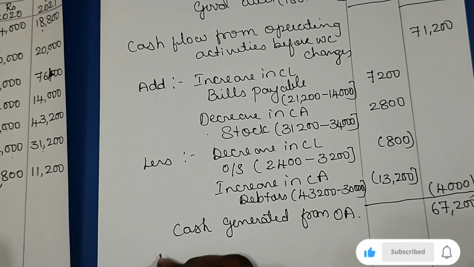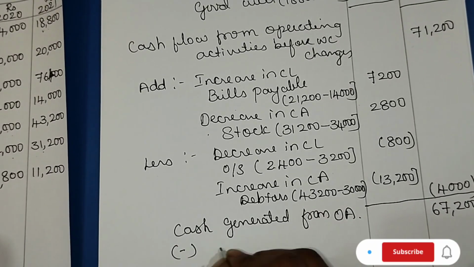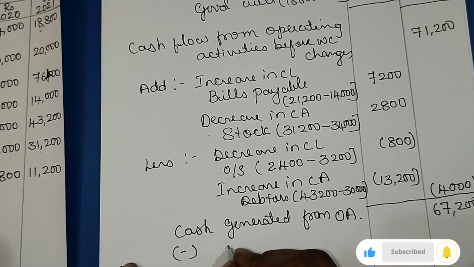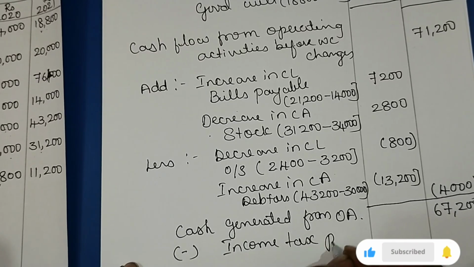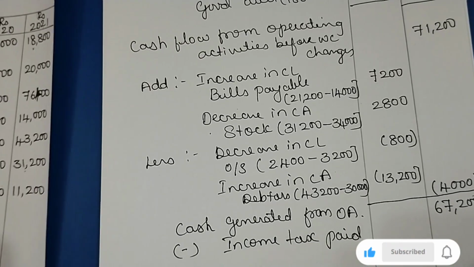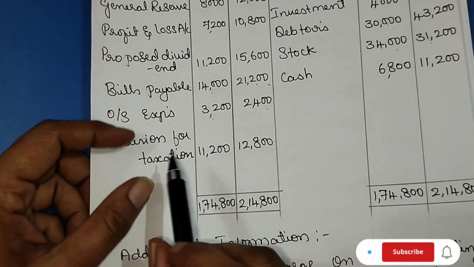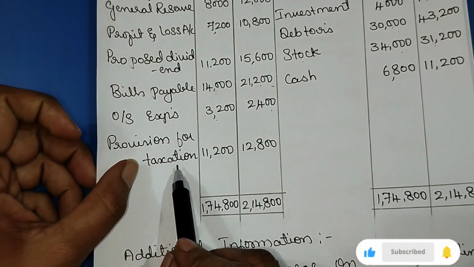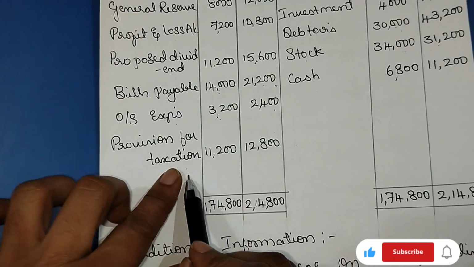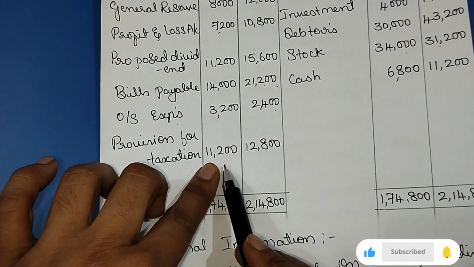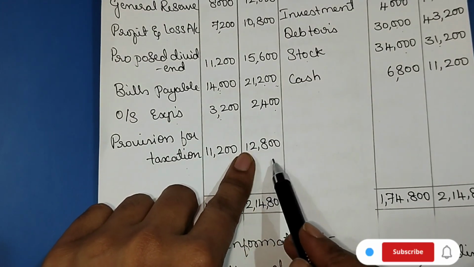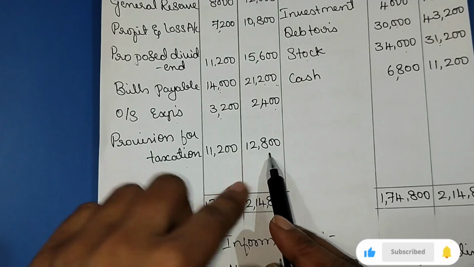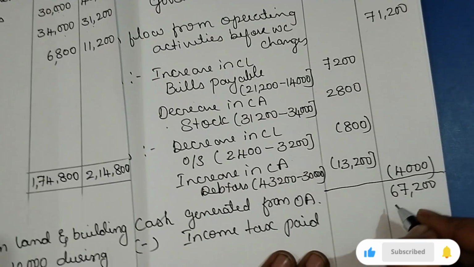From this amount, we need to deduct the tax whatever we have paid for the year, less income tax paid. Income tax paid. Here no information is there. How will you take it? See, whenever the provision for taxes is taken or given, the previous year's will be the current year's income tax paid amount. This amount we have kept as advance for the next year. Okay. So this 11,200 is the tax paid for the year.